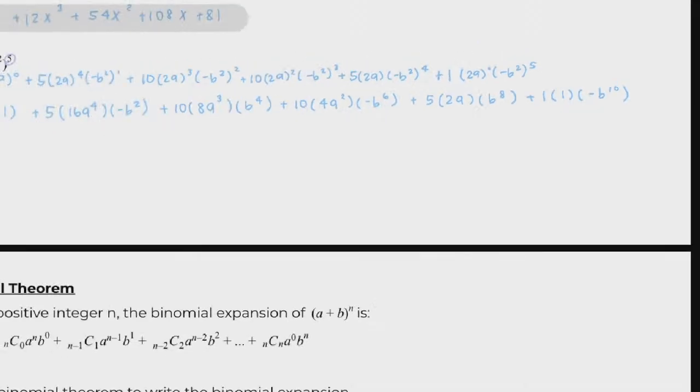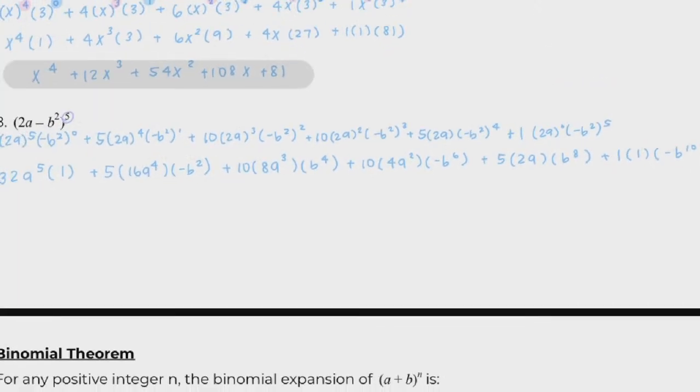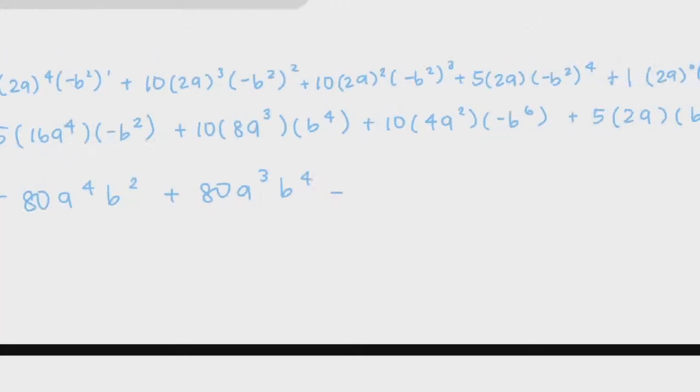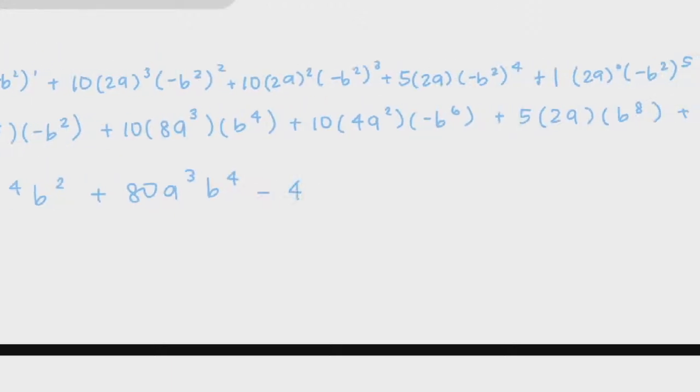Okay, and then next we're just going to multiply and simplify what we can. So that'll be 32a to the 5th minus 80a to the 4th b squared plus 80a cubed b to the 4th minus 40a squared b to the 6th plus 10ab to the 8th minus b to the 10th.